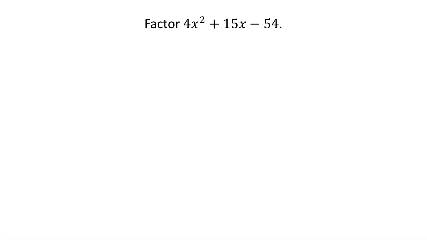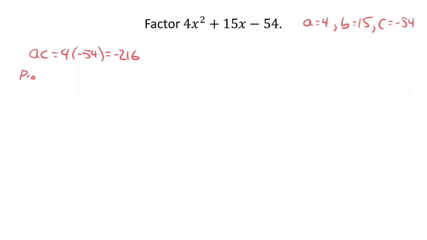For our next example, we'll do the same thing. We'll identify what A, B, and C are. A is positive 4, B is 15, and C is negative 54. We'll form the product A times C, which in our case is going to be 4 times negative 54, which is negative 216. So we need two numbers whose product is negative 216, and their sum, once again, is going to be B, which in our case is positive 15.